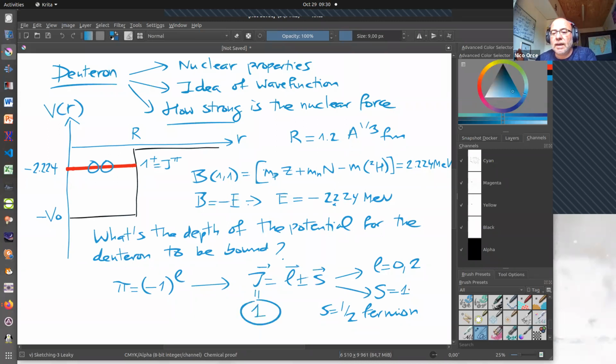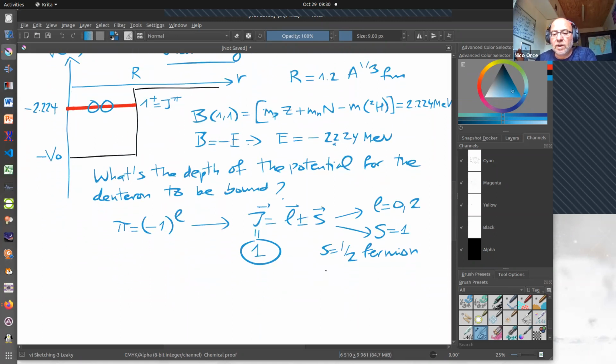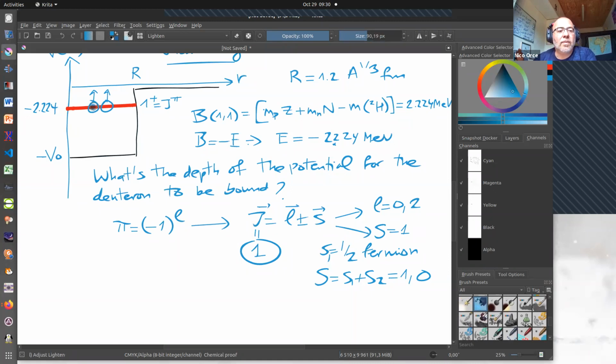So this was what we discovered the other day, because the total S is equal to S1 plus S2, which is either 1 or 0. So in this particular case, the 2 spins, the 2 1/2, are pointing up, which gives us a total spin of 1, right?